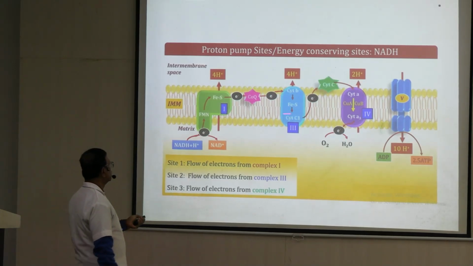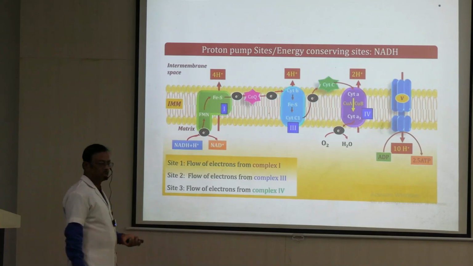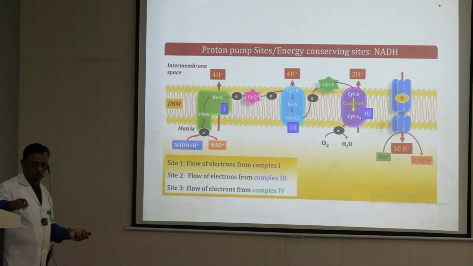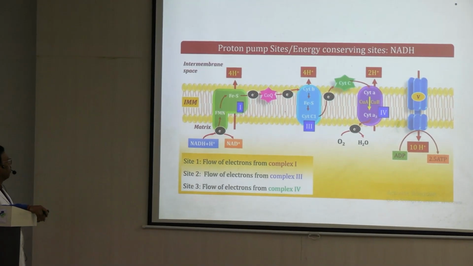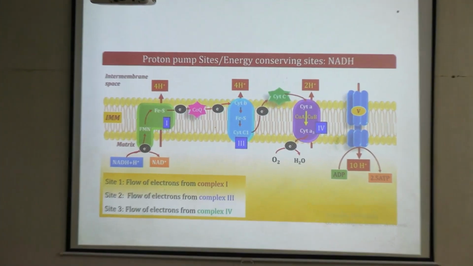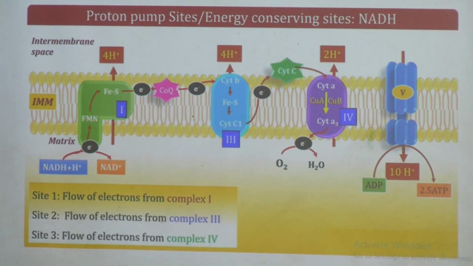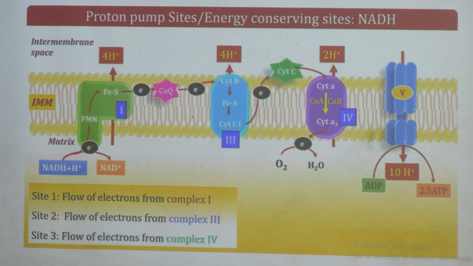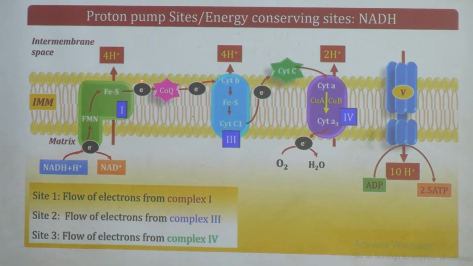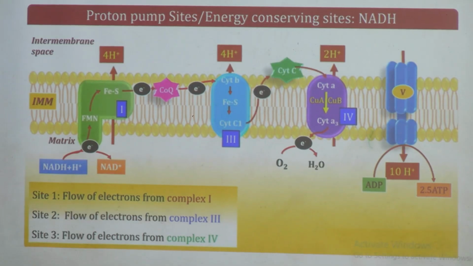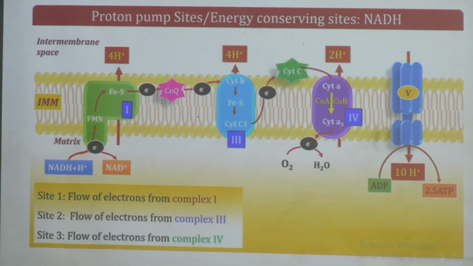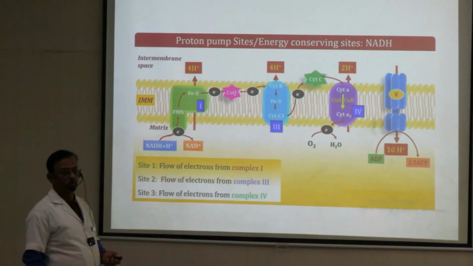While electron is transferred through these complexes, the protons are pumped: in case of complex number 1, 4 protons are transferred. In complex 3, 4 protons are transferred. Again in complex 4, 2 protons are transferred. So, when electron from the NADH is transferred to the electron transport chain, it pumps 10 protons into the intermembrane space.